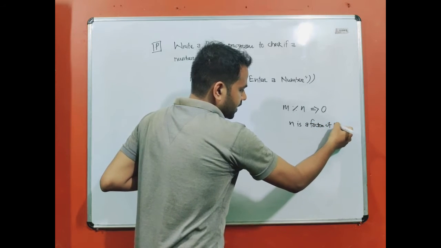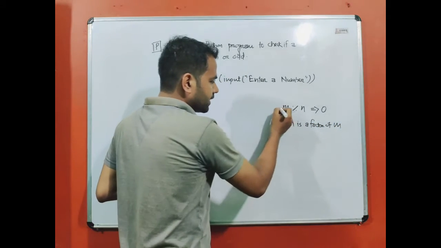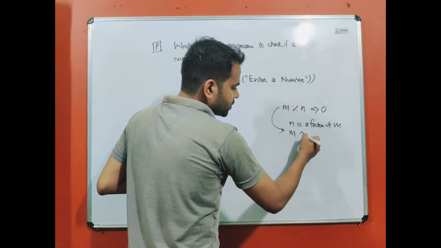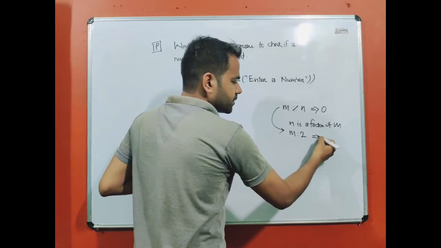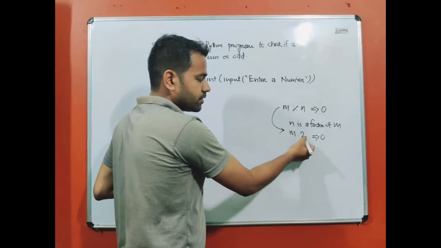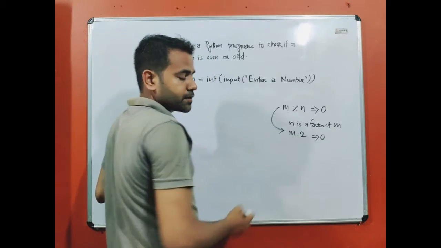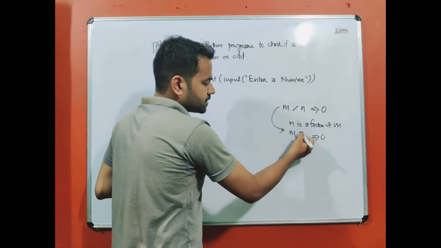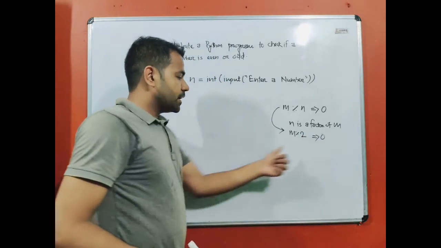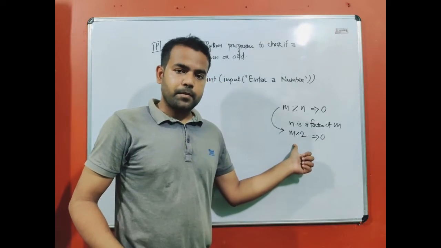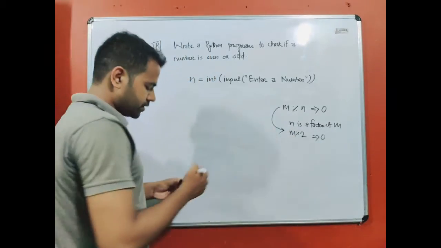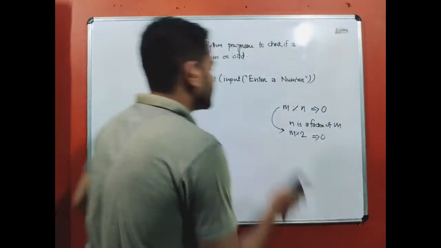of m, right? So what if in place of m I replace 2? If this is evaluated to be 0, this means 2 is a factor of m, yes or no? If m modular division 2 is equal to 0, this means 2 is a factor of m, and if 2 is a factor of m, this means m is even. The same idea we are going to apply in our program. Let's see how.